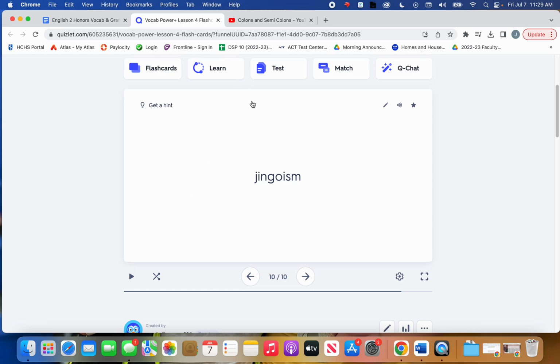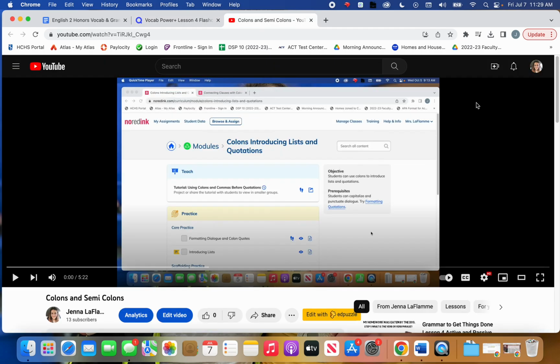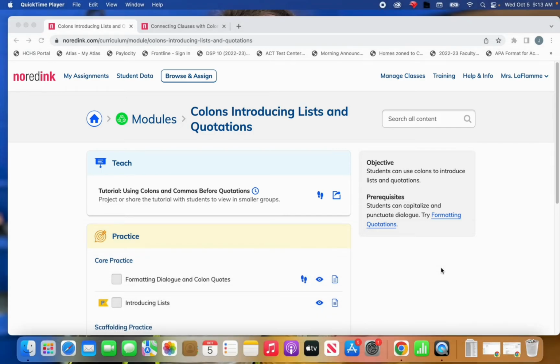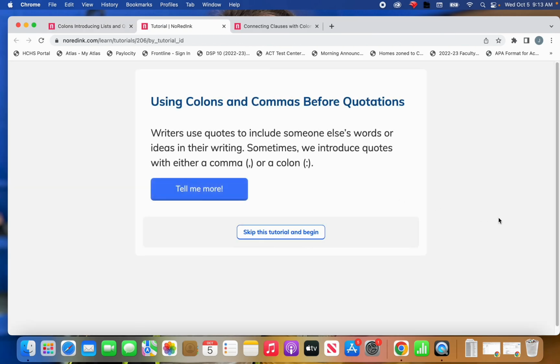Let's jump into our grammar topic for this lesson, which deals with colons and semicolons. We are going to be taking a look at colons and semicolons. So we're going to walk through two different tutorials together, starting with this one, which is using colons and commas before quotations. So let's take a look.